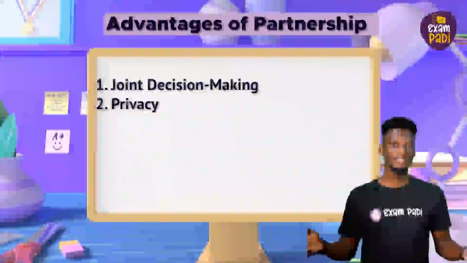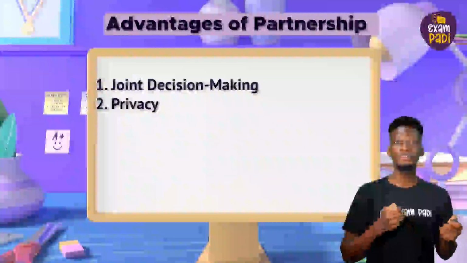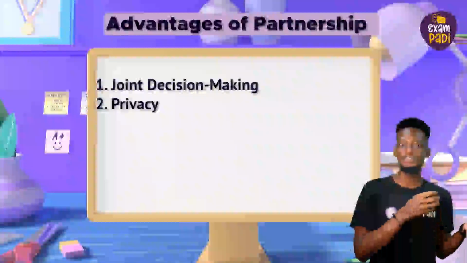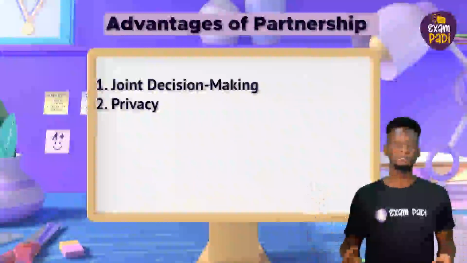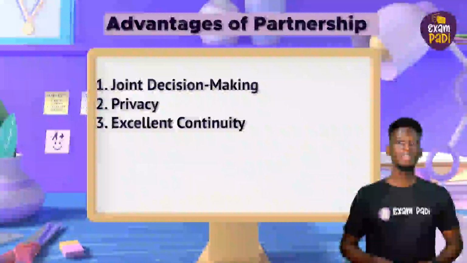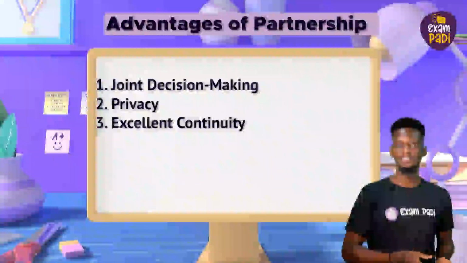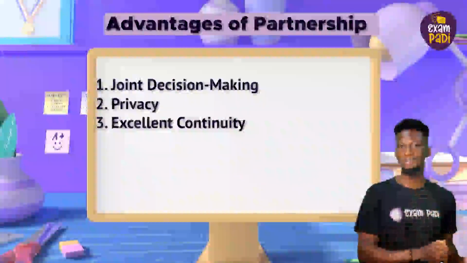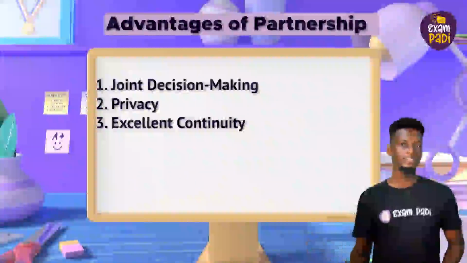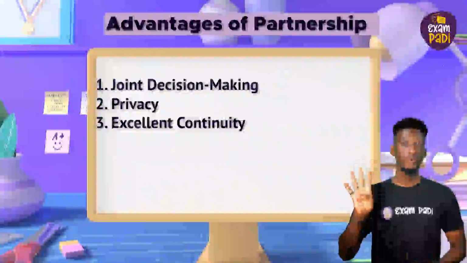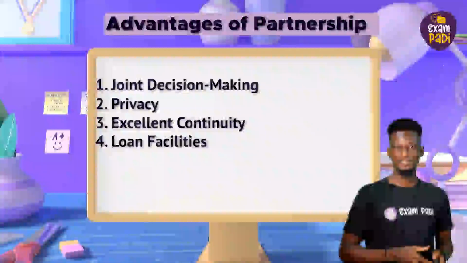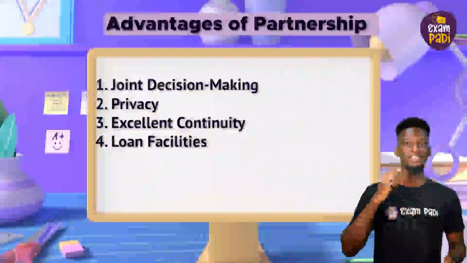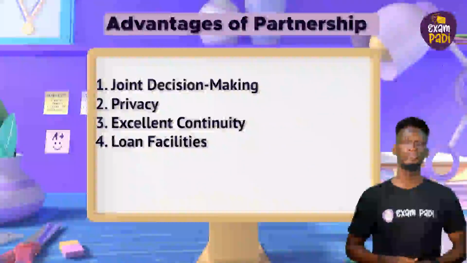2. Privacy. There is privacy in conducting business affairs since it is not required to make its accounts available for public inspection. 3. Excellent continuity. The death of a partner may not lead to a total business dissolution since the other partners can still go ahead. 4. Loan facilities. A partnership can quickly obtain loans from creditors since they are jointly liable.